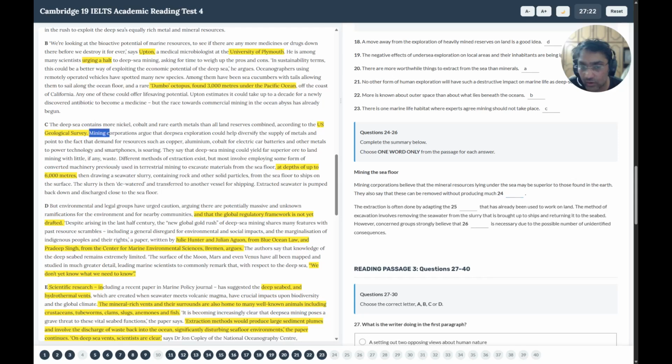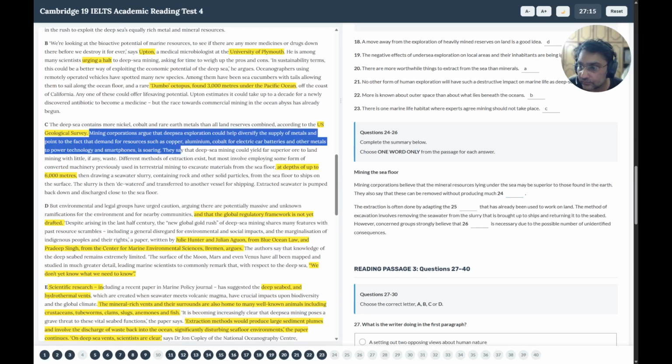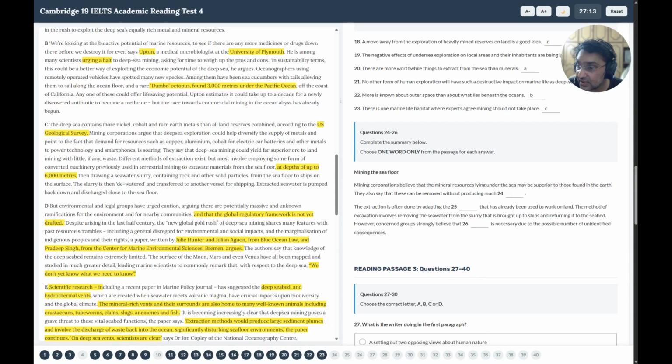Okay, so mining corporations believe. Mining corporations. All right. With little, if any, waste. Okay. Waste, as I stated earlier, waste.